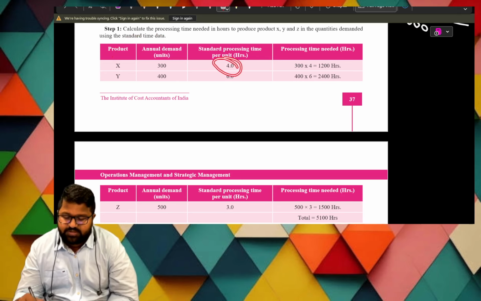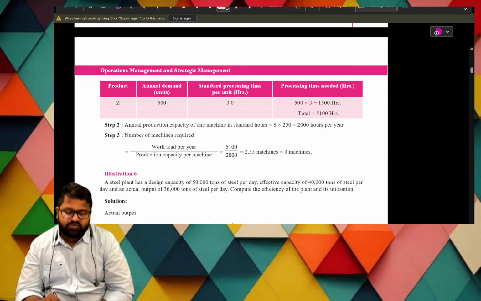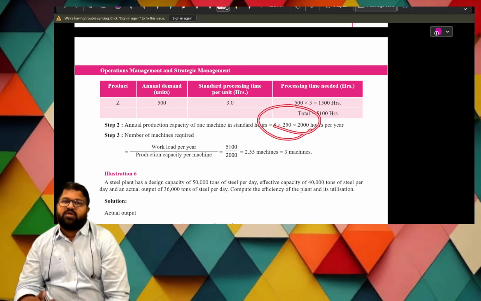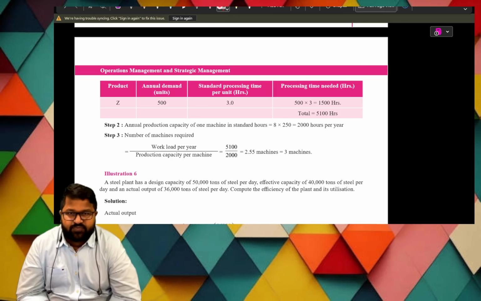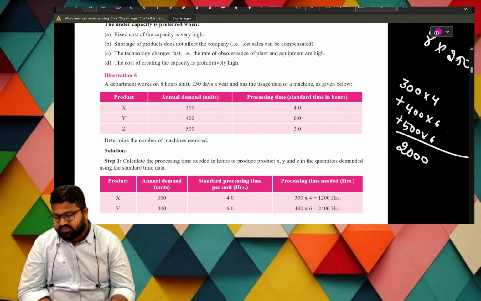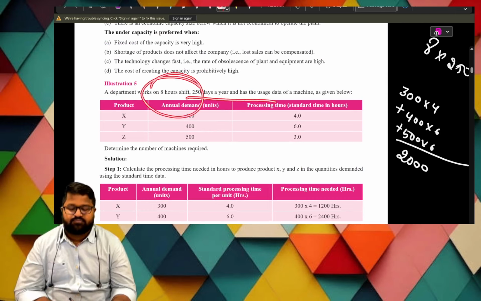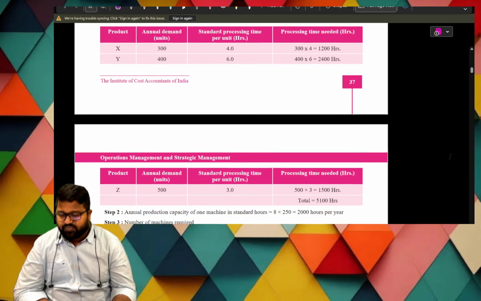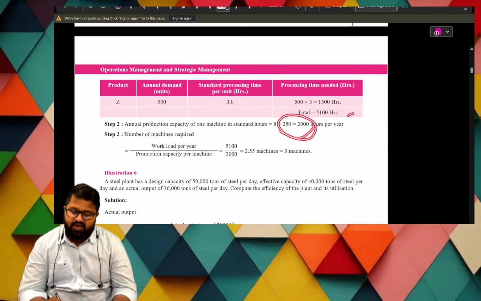Standard processing time is mentioned, and individually he calculated for them, and in total he got 5100 hours. Total annual production capacity: for one machine, the standard hours is given, 8 into 250 days a shift. Here you can see the question properly: the department works on an 8 hour shift and 250 days a year, and has the usage data of the machine. Now, these are the total hours available and these are the hours required.